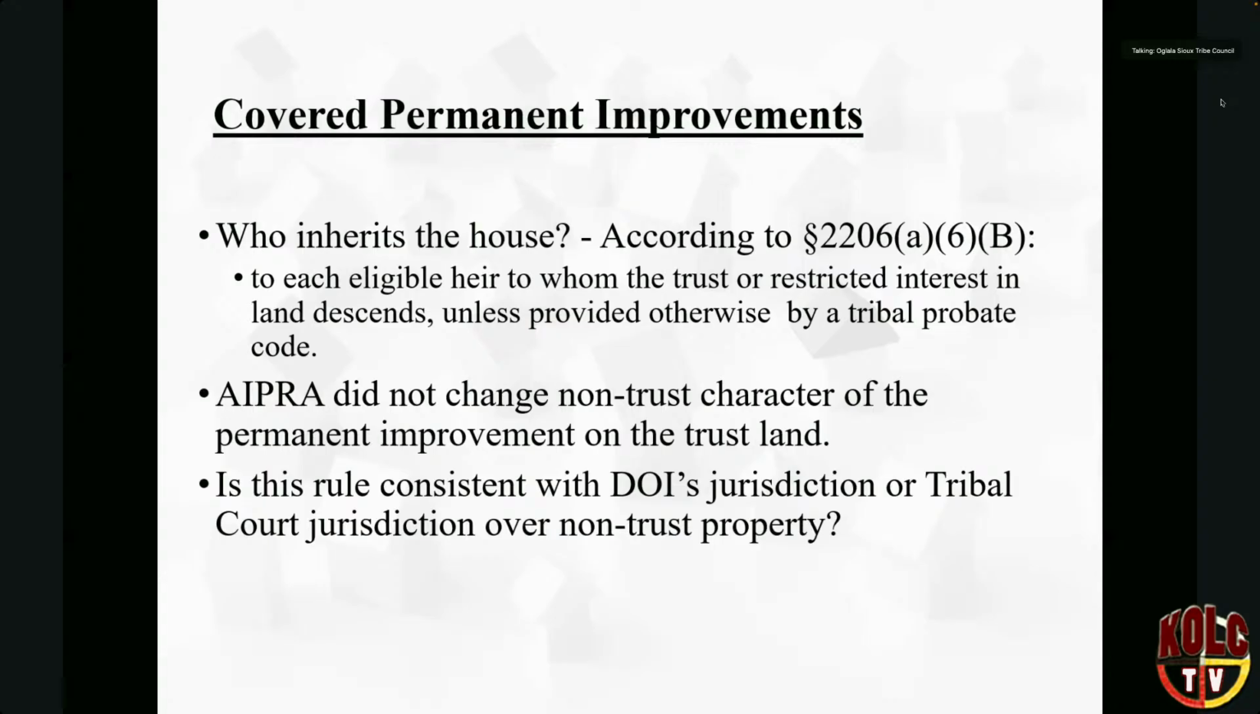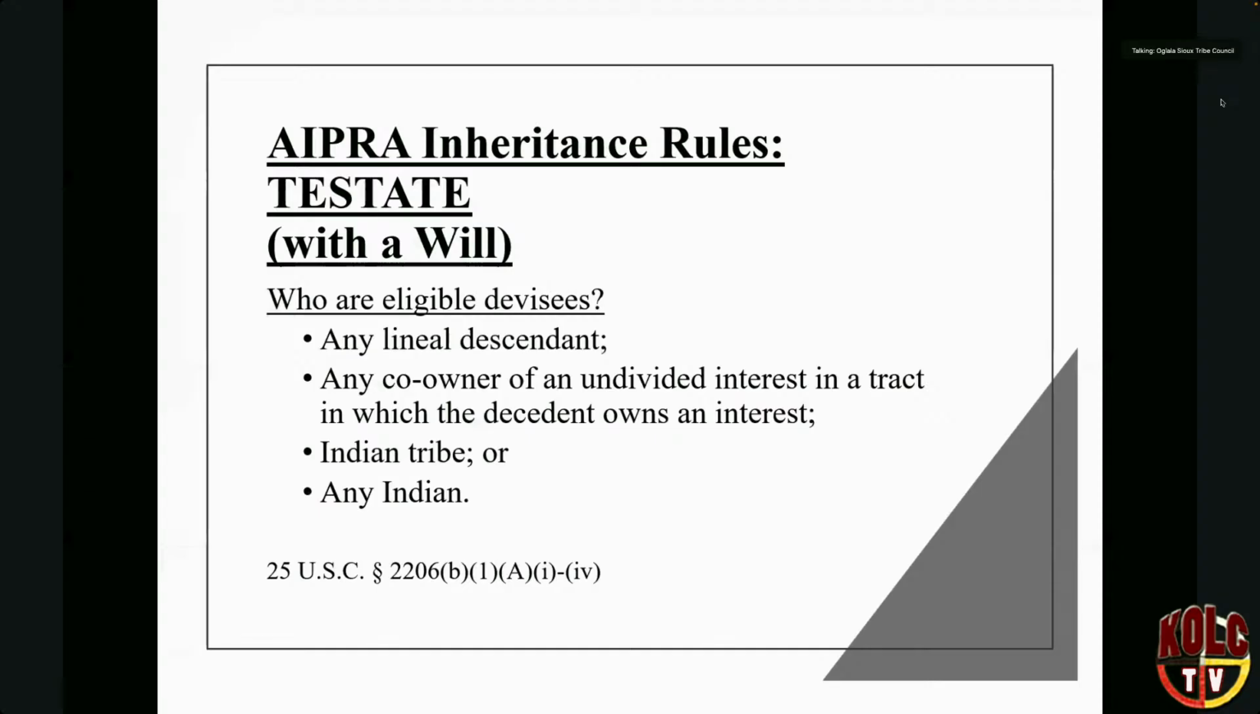Okay, so we've gone through that. Now, with a will, who can you will your land to? You can will your land to keep it in trust. You can will your land to any of your lineal descendants, any co-owner in a tract, which will probably be your siblings. And then you can also will your land to the tribe if you're feeling really generous. Or you can will your land to any Indian, even if you're not related. Keep that in mind, Lisa.